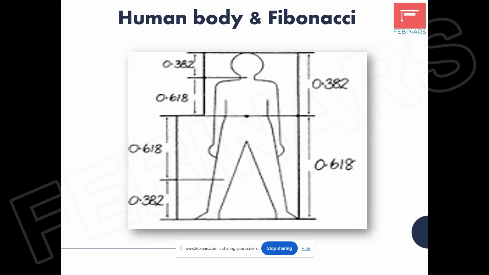Irrespective of your height, if you are 5 feet, 6 feet, 7 feet, 8 feet, or 4 feet, this is how the human body is designed. Why do we call it nature's law? That is the power of it. Here we are seeing it in a similar fashion. From your waist to your neck, it's 0.618. From your neck to your head is 0.382. This is how every human being is designed.